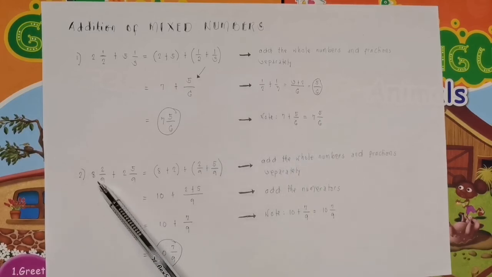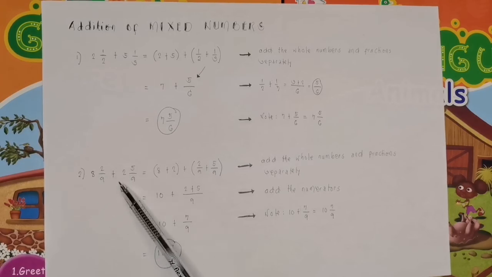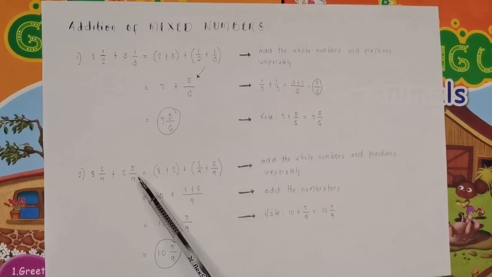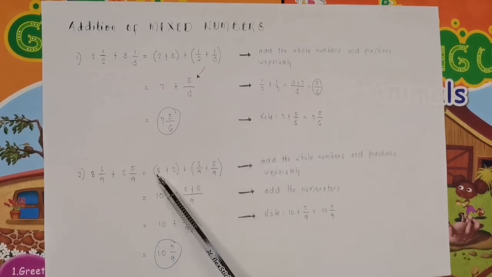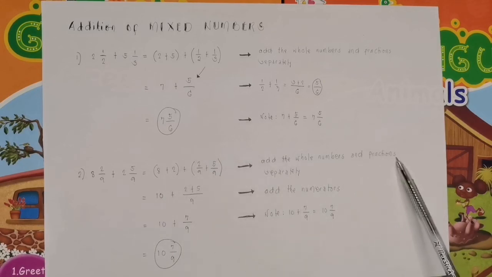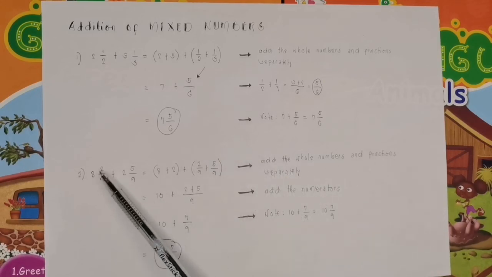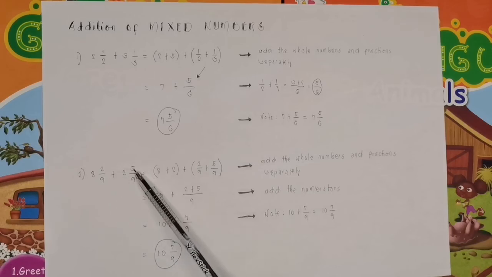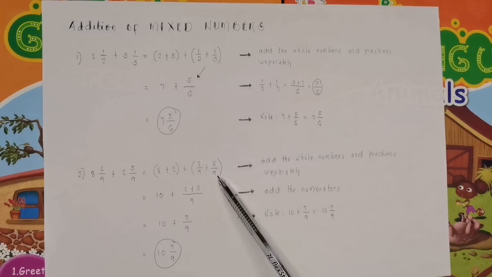Okay, we have second example. 8 and 2/9 plus 2 and 5/9 is just equal to, again, add the whole numbers. 8 plus 2. And the fractions, add the fractions separately. So the fractions, we have 2/9 and 5/9. Next, 8 plus 2, that is 10. 2/9 plus 5/9.